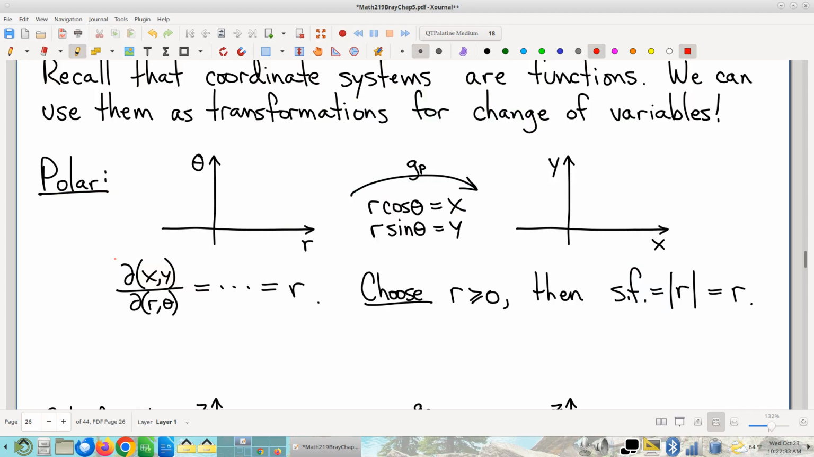Most of the work of the stretching factor is computing this determinant. Everyone should do this once in their lives. Your turn. It won't take you very long. It's maybe a 1-minute calculation. Give it a shot. Make sure you can do it. The answer is r.